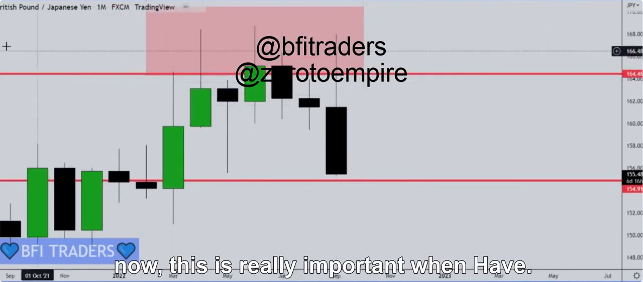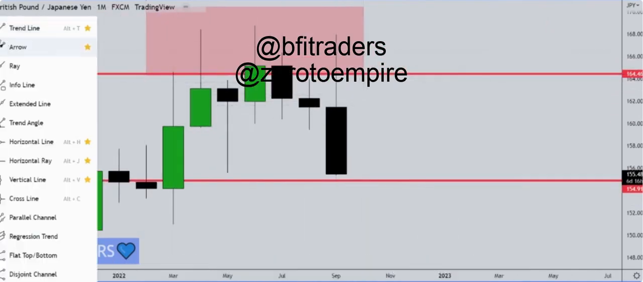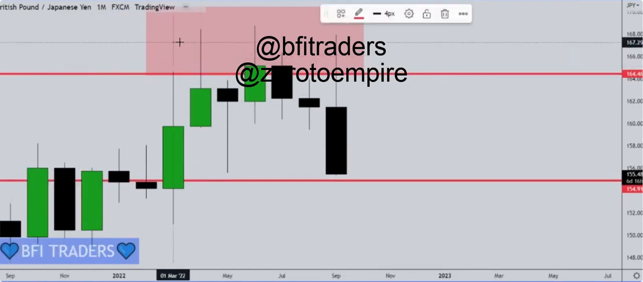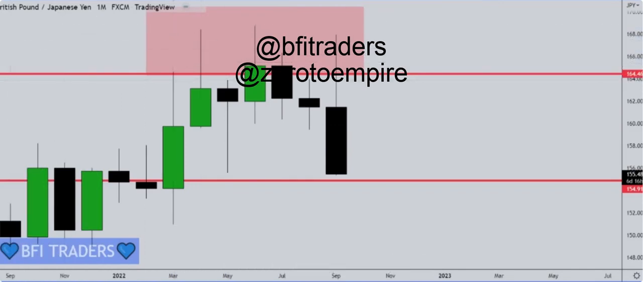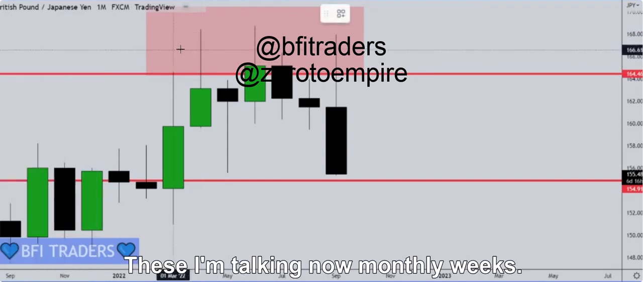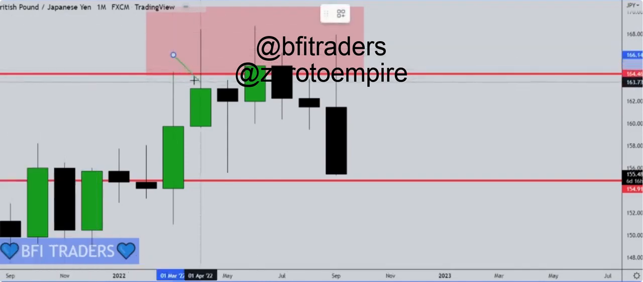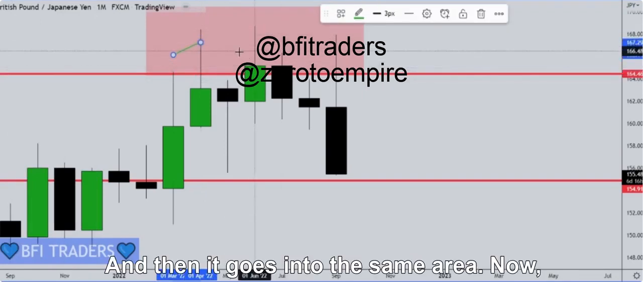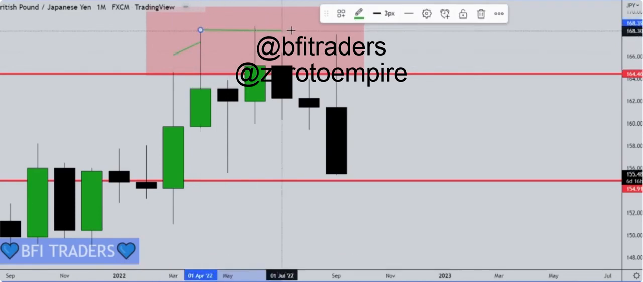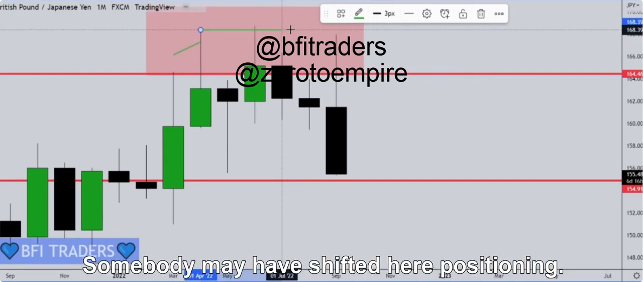But now this is really important when you have what? This is one wick. I'm talking now about monthly wicks. Right here, there's one, and then it goes into the same area. Now this was a liquidity run. This is very important. Somebody may have shifted their positioning.